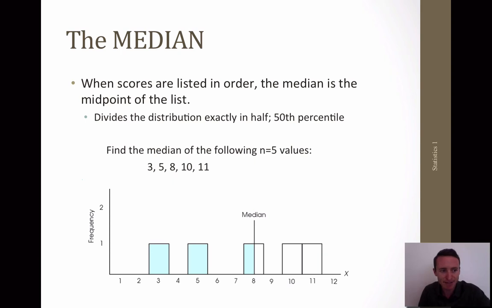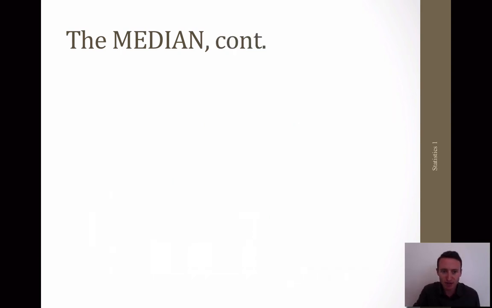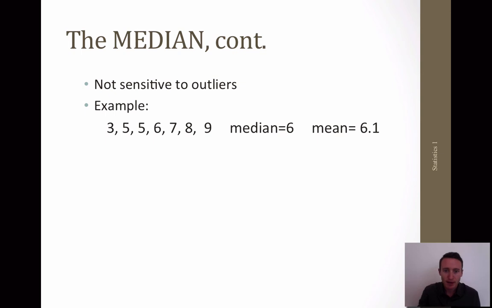All right, let's talk about the advantages and the disadvantages of the median. The major advantage of the median is it's not sensitive to outliers. So let's look at a new example. Here we have 7 scores, and they're in order, so the median is 6. If you were to calculate the mean, you would get 6.1. So how do you do that? You add all the scores together, divide by 7, gives you 6.1.